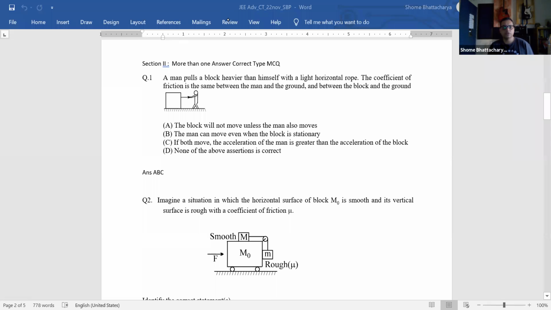Okay, Raj, you have a doubt in the first question. So see, what is happening here is the first one, the block is heavier than the man. Okay, so let's say the block's mass is m1, the man's mass is m2. So m1 is greater than m2. Okay, Samarth, we will come to the second one. And coefficient of friction is same for both of them. So now see, suppose whatever force the man is applying, that becomes the tension in the rope that he's pulling with.